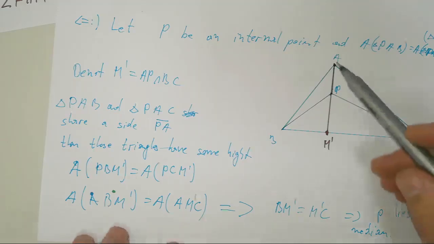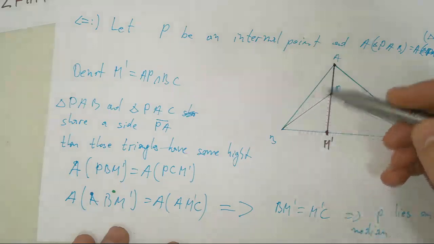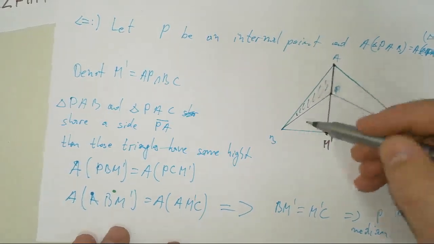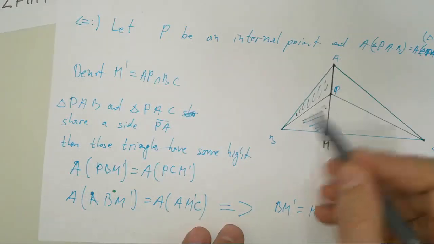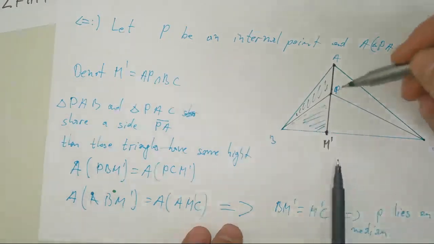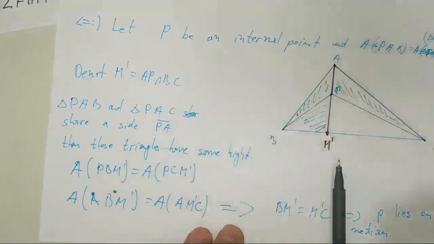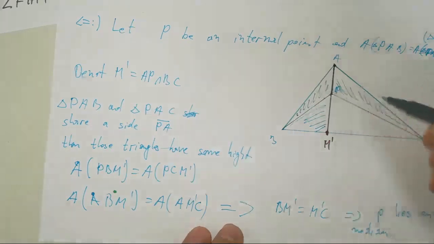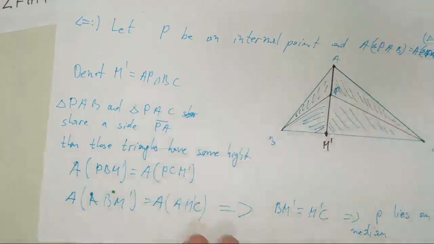Well, the triangle ABM prime is equal to the sum of this area and this area. I'm denoting with green all equal areas because they are given. The green ones are given, the blue one we showed. So it means that the area of ABM prime is equal to the area of ACM prime.